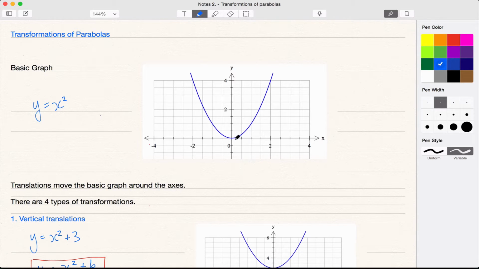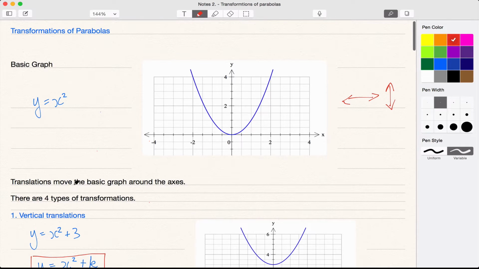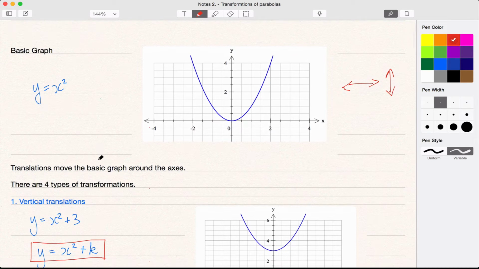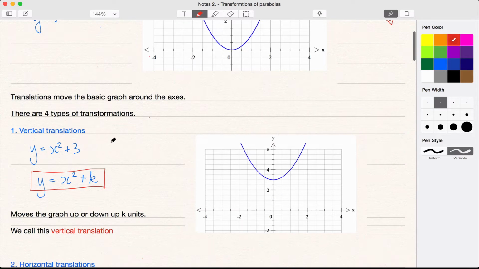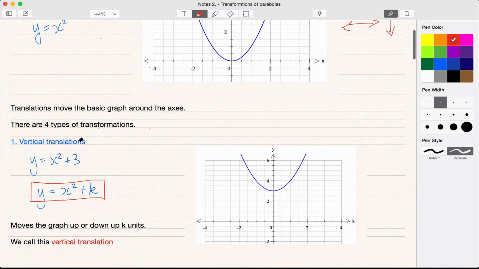What we're going to be looking at in this video is moving this curve around. So we might move it to the left or the right, or we might move it up and down. And there's a few other transformations we can do as well. And when we make these movements, it impacts on the equation, and that's what you need to focus on. I've got down here, there are 4 different types of transformations we're going to be looking at. The first one is vertical translations.